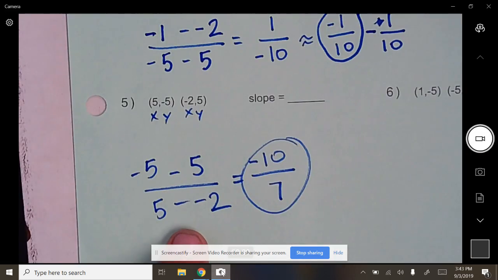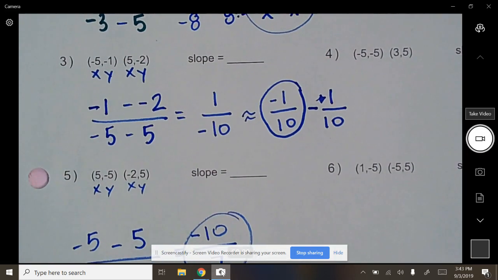All right, you guys, take your time, do the best you can. I expect 2, 4, and 6 done on your own tomorrow.